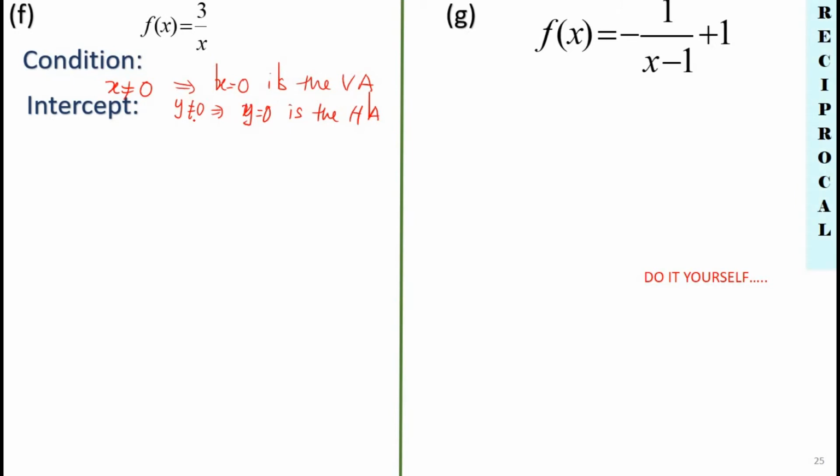Okay, so next, because x equal to 0 and y equal to 0 are the asymptotes, there will be no intercept. There will be no x-intercept and no y-intercept. So now we sketch the graph. So x equal to 0 is the vertical asymptote, and y equal to 0 is the horizontal asymptote.